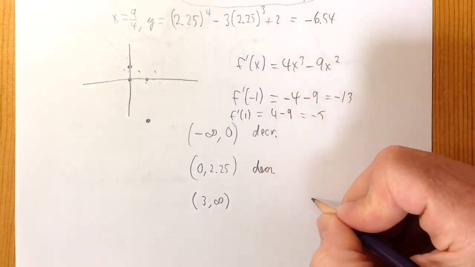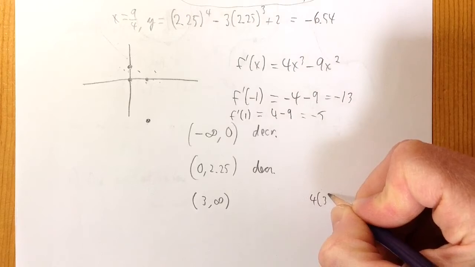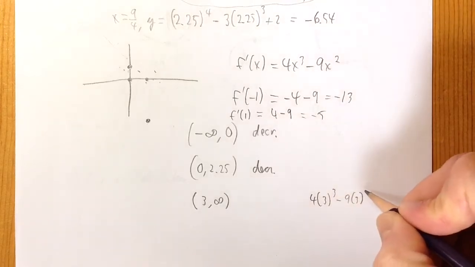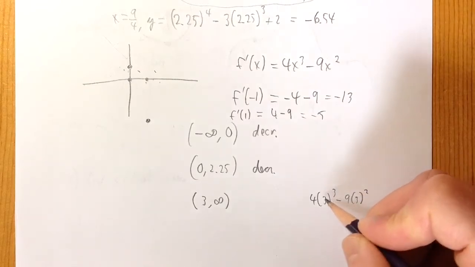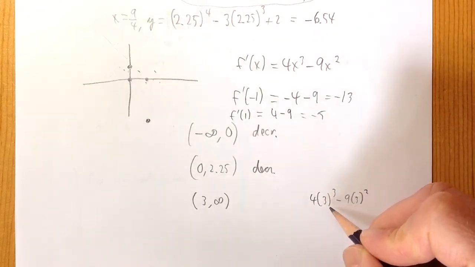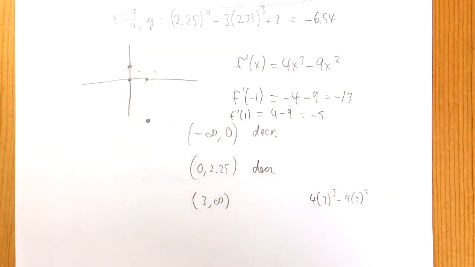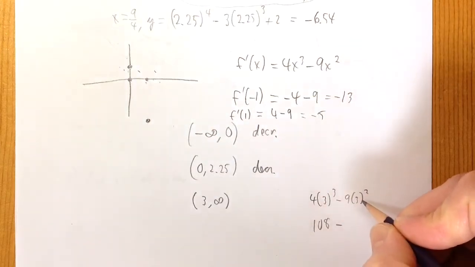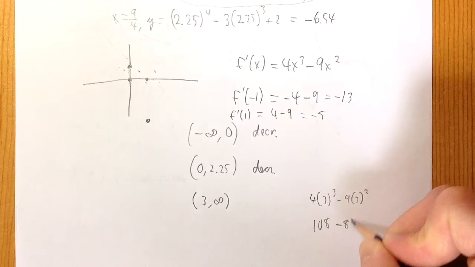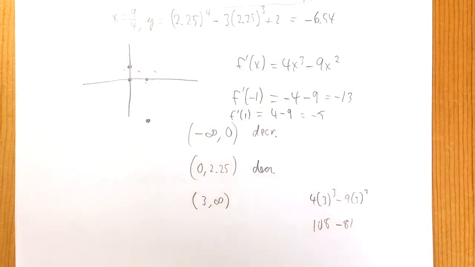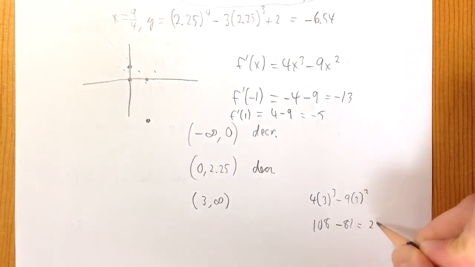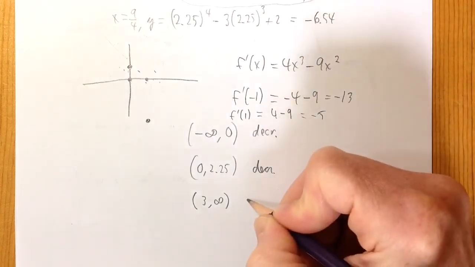That would be 4 times 3 cubed minus 9 times 3 squared. 3 times 3 times 3 is 27. 4 times 27, I'll use a calculator, is 108. 108 minus 9 times 9, minus 81. Okay, that's clearly positive, and we don't need to know the number. All that matters is it's positive, so it's greater than 0. So here it is increasing.